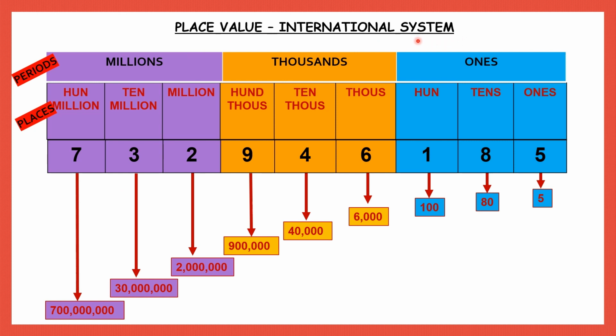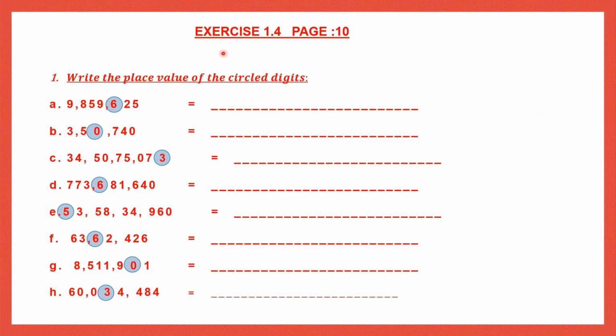Now that you have understood this, children, we can start with the exercise. Exercise 1.4 is found on page number 10. What does the first question say? Write the place value of the circled digits. So here there are some digits that have been circled. Now we have to write the place value of those digits. First, you have to see which system it is in. Is it the Indian system or the international system? Accordingly, you have to do.